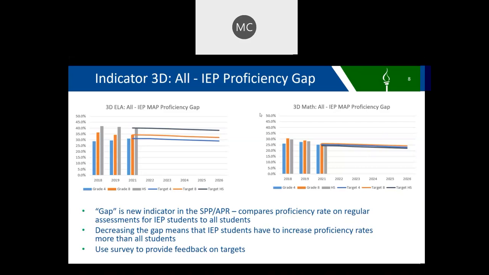For the last 3 test administrations, the gap has not changed consistently across content areas or grade levels. We're proposing minimal decreases to the gap, knowing that decreasing the gap means that students with disabilities need to improve proficiency rates more than all students.